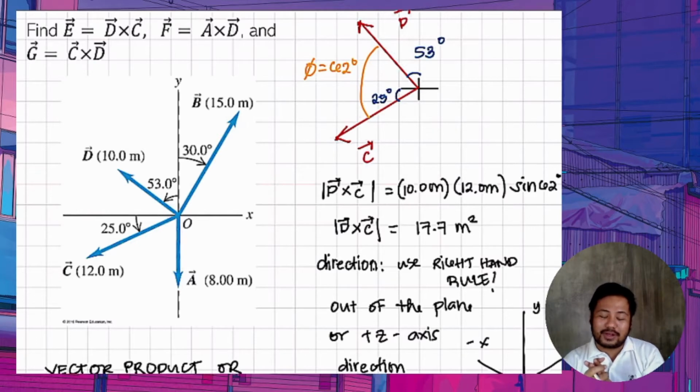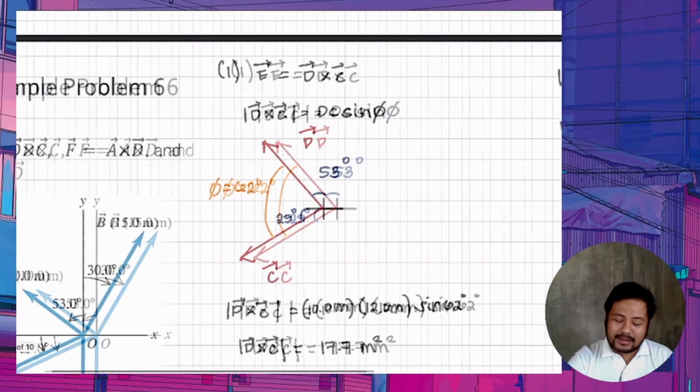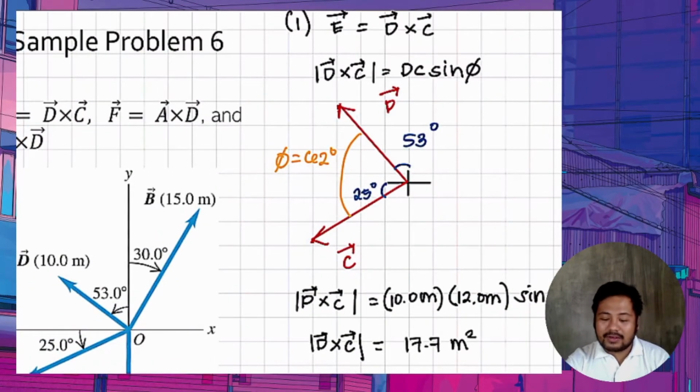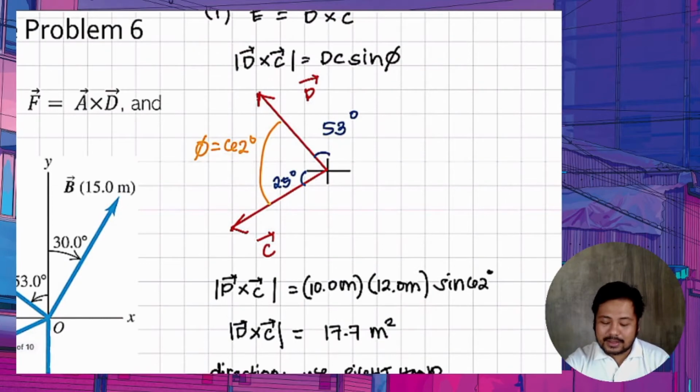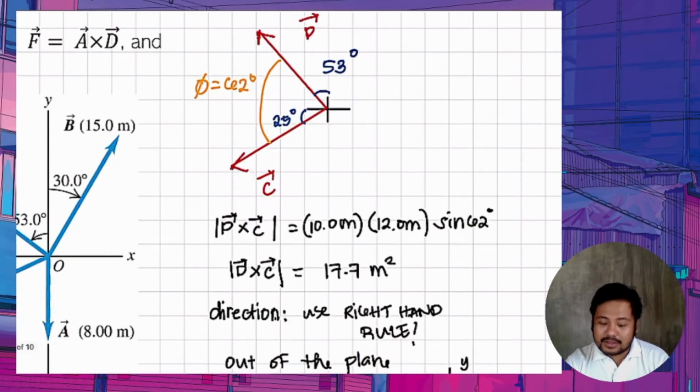So let's have the first one, the vector E. That is equal to vector D cross vector C. So let's illustrate that again. You have this one, vector D and vector C. We have to connect them tail to tail. So we have to make use of the smallest angle between them, and that is 62 degrees. In terms of magnitude muna kukunin natin. So that is 10 meters times 12 times sine 62, wherein we have the magnitude of D cross C, that is equal to 17.7 meters squared.